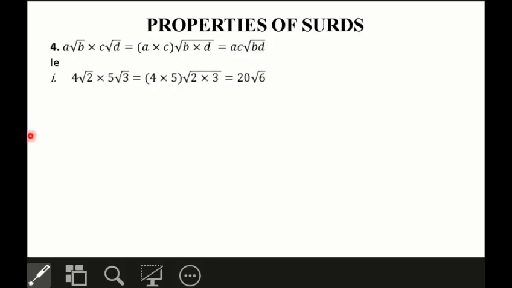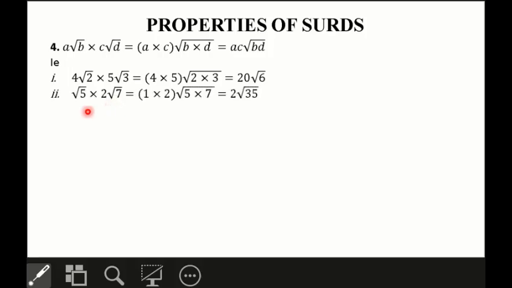If we have 4 root 2 times 5 root 3, as I explained earlier, we multiply the two coefficients together. 4 times 5 in the bracket over here. Then we multiply the two expressions under the root together as 2 times 3. So we have the root of 2 times 3. So 4 times 5 will give us 20. Then 2 times 3 will give us 6, which will give us the root of what? 6. Then we are having 20 root 6 as our final answer.